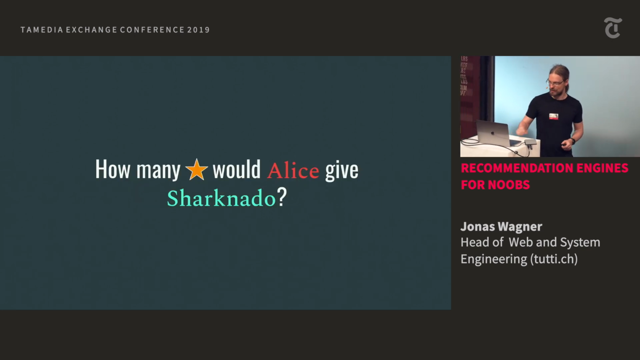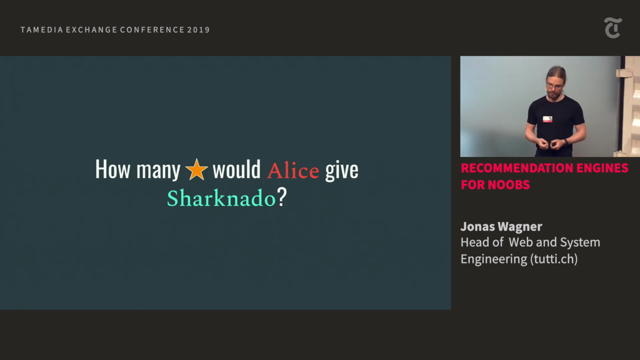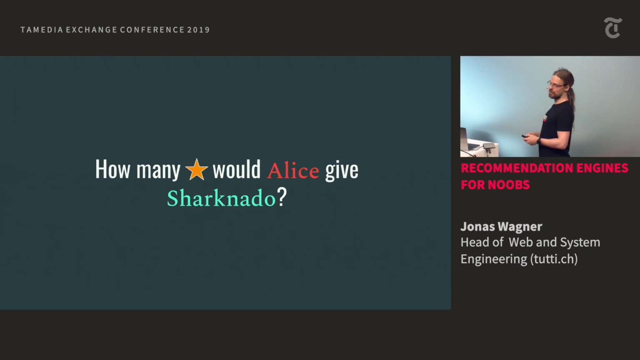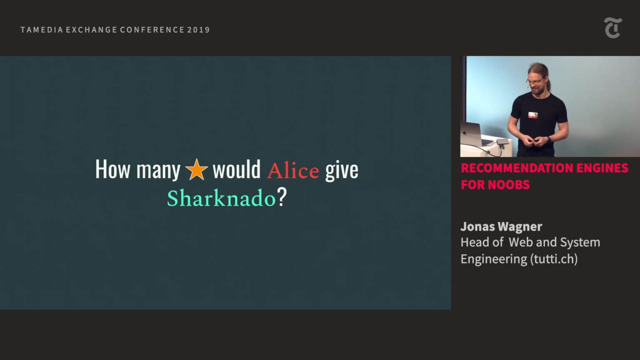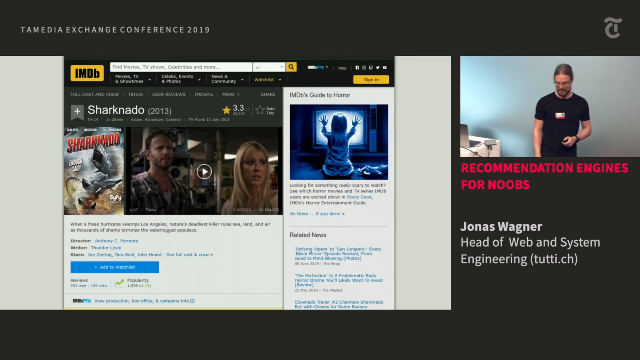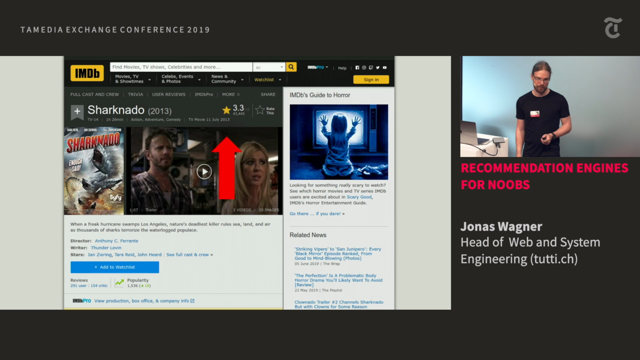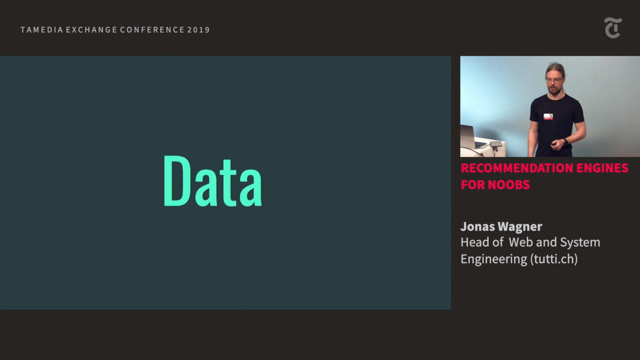So the fundamental question we're trying to ask is, how many stars would a given user, let's call her Alice, give a certain movie? Let's call it Sharknado. Now, that question could be quite simple to answer, right? You go to IMDb, you realize that Sharknado is a terrible movie, and you conclude her rating is probably going to be terrible. But people have weird tastes, and we try to give each individual what they want. For that, we need to look at a lot of data.